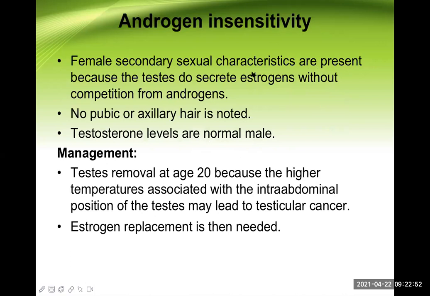Female secondary sexual characteristics are present because the testes do secrete estrogen without competition from androgen. It's very nicely written. Okay, so some amount of secondary sexual characters of the female will develop in that person. No pubic or axillary hair is noted here.